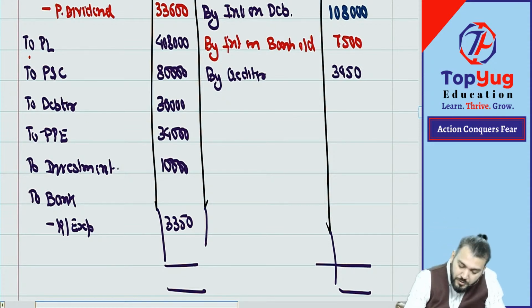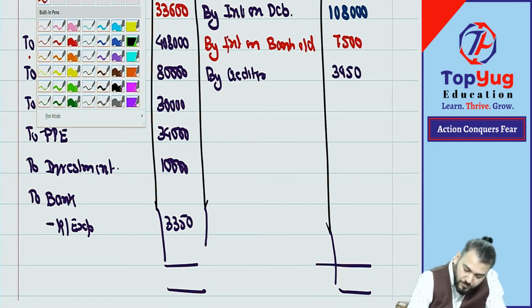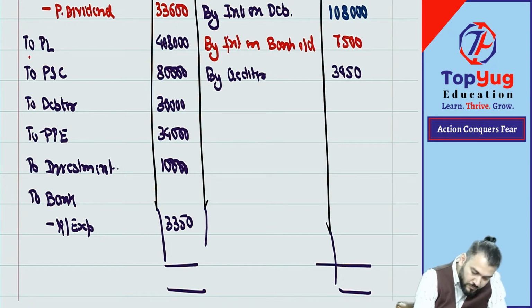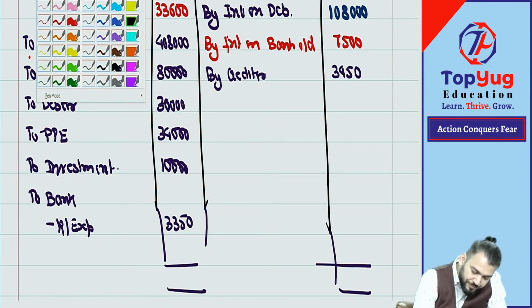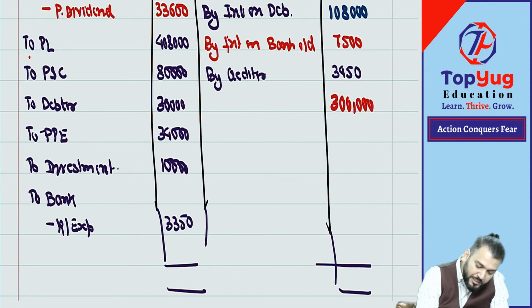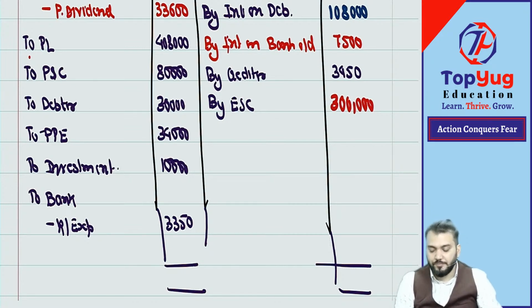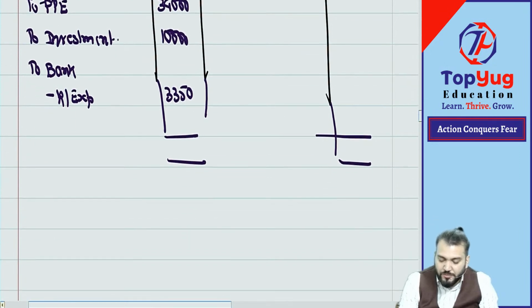Three lakh. So 3 lakh equity share capital. 3 lakh is correct. By what? Equity share capital. Have you understood? Everyone just try to understand.